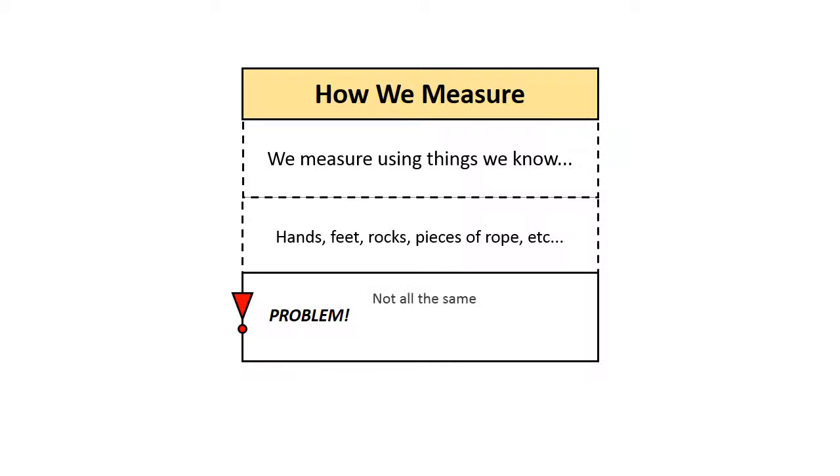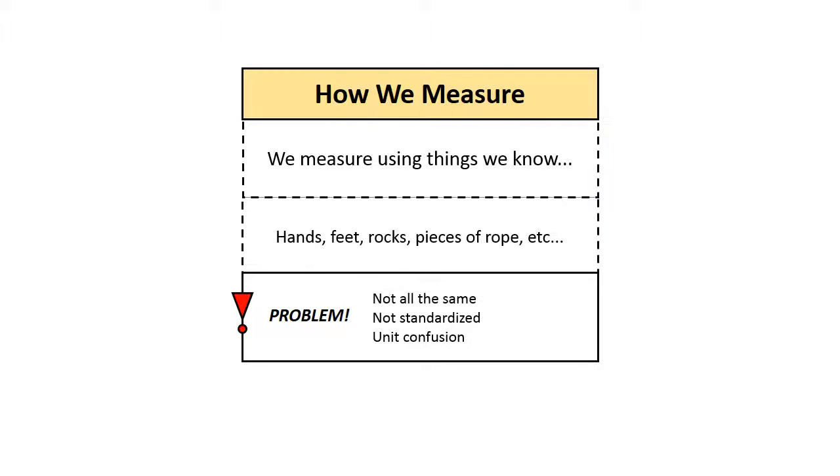But the problem with doing this is that not all measurements are the same. If I'm telling you how far away something is or how long something is using my hands, it'll be different than yours because your hands might be bigger or smaller than mine, right? It's not standardized. Now, if we used one person's hand in particular, I guess we could standardize the system.